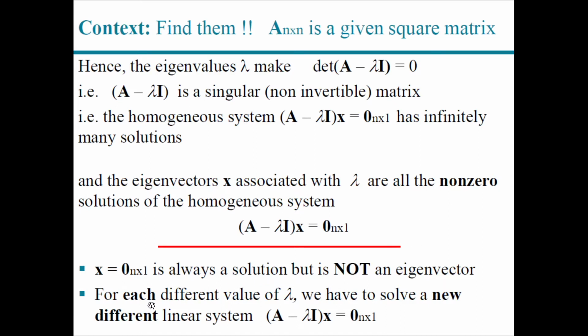And then we just realize that for each different eigenvalue, lambda, we have to solve a new different linear system, (A minus lambda I)x equal to 0. So for each different lambda, we need to solve a different homogeneous system to get the eigenvectors. So that means if I have a matrix that is 5 by 5, it will have 5 eigenvalues. For each eigenvalue, I need to solve one homogeneous system here. So that means I will have 5 different homogeneous systems to solve. Wow, one system per eigenvalue. That's a lot of work. But now we know what to do.